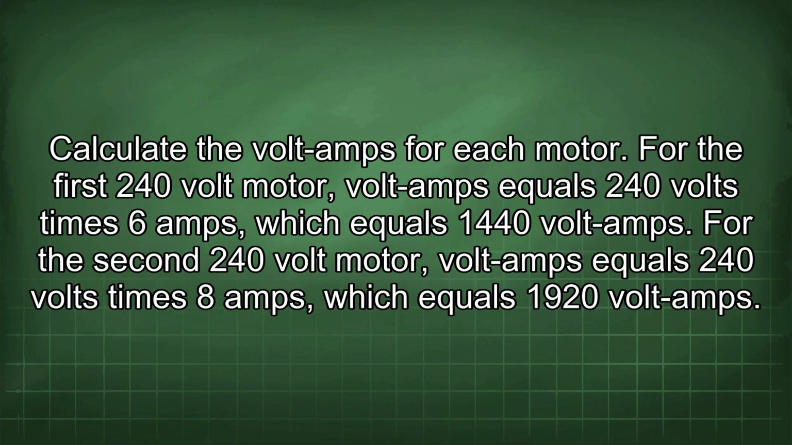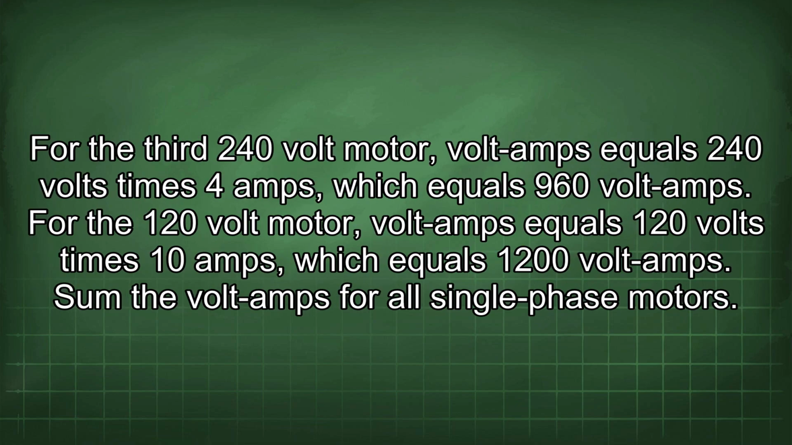Calculate the volt-amps for each motor. For the first 240 volt motor, volt-amps equals 240 volts times 6 amps, which equals 1440 volt-amps. For the second, 240 volts times 8 amps equals 1920 volt-amps. For the third, 240 volts times 4 amps equals 960 volt-amps. For the 120 volt motor, 120 volts times 10 amps equals 1200 volt-amps.